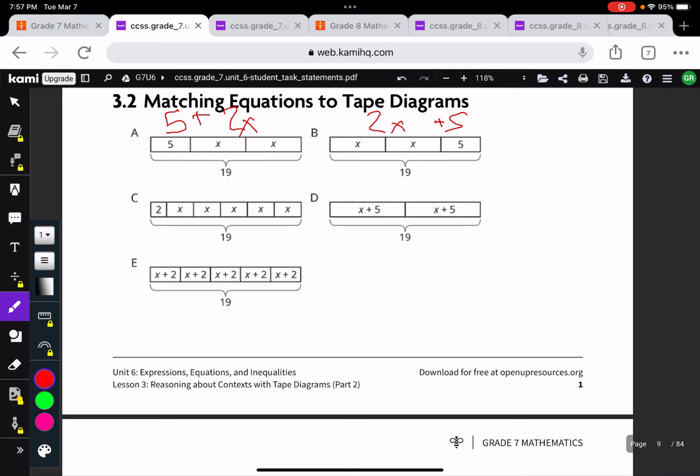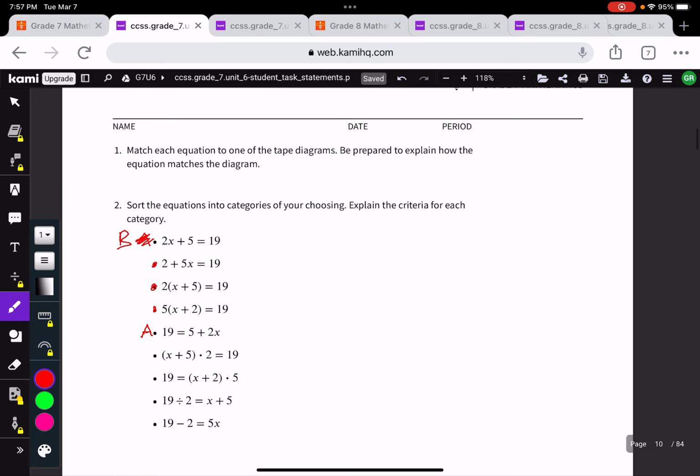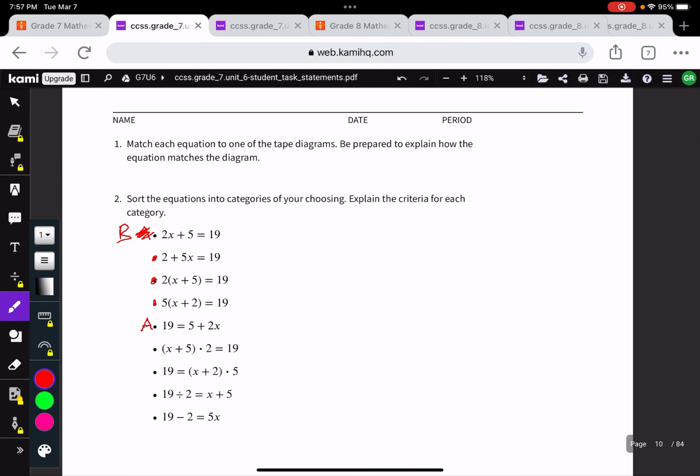Let's look at C. Here I have 2, and I have 1, 2, 3, 4, 5 x's. That's like saying 2 plus 5x. 2 plus 5x's is equal to 19. Is that down here? 2 plus 5x is equal to 19, right there. That is C. That's the next one. Those two go together. Is there any others down there that might work?